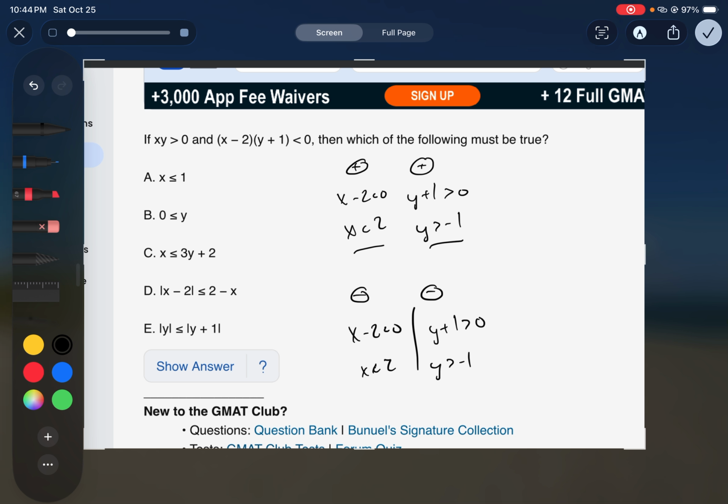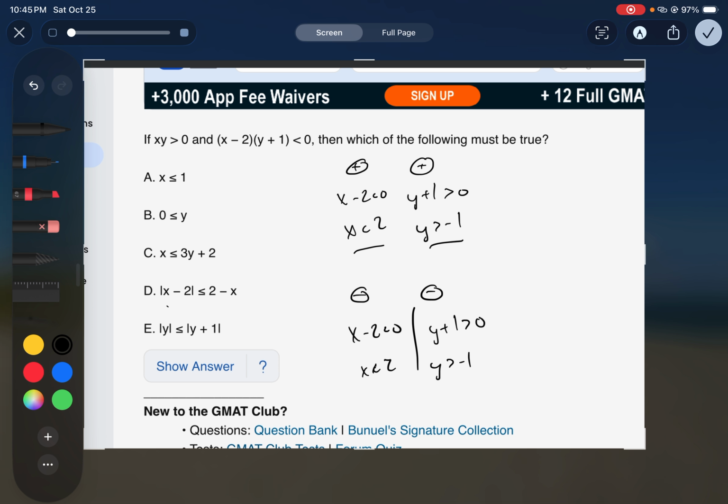Okay, so what is this going to tell us? There's a lot of fluff in these answer choices, but let's look through them. x is less than or equal to 1. Well, we know it has to be less than or equal to 2. I don't know about that. y is greater than or equal to 0. Well, not necessarily. It's just greater than or equal to negative 1. C, I'm not sure about.